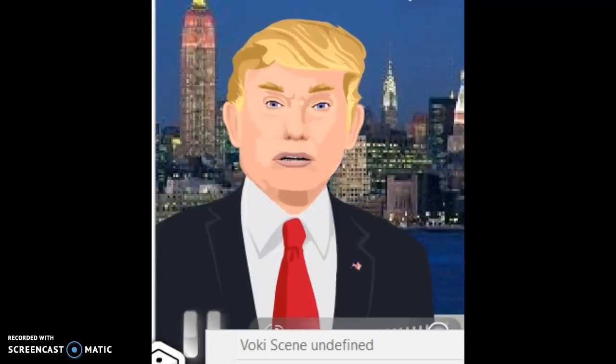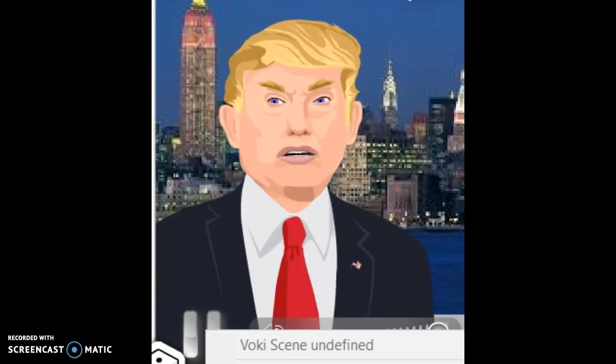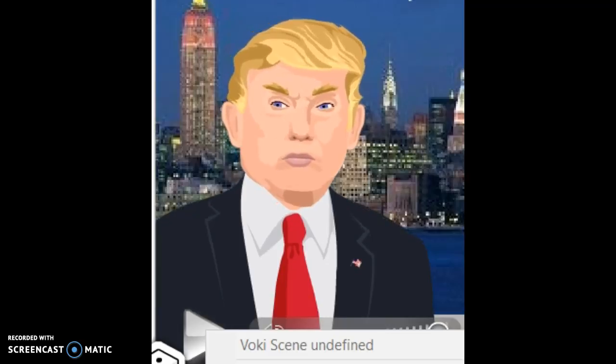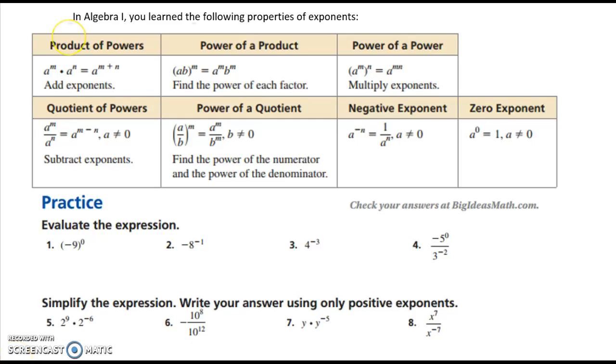In Algebra 1, you learn the rules of exponents. Let's take a moment to review those rules. You can see the rules up here. The first rule, product of powers. When you multiply like bases, you add the exponents.